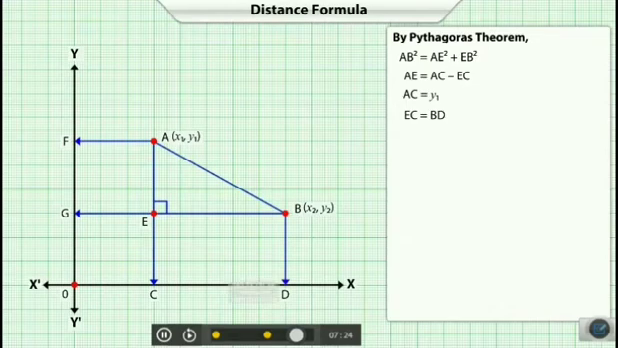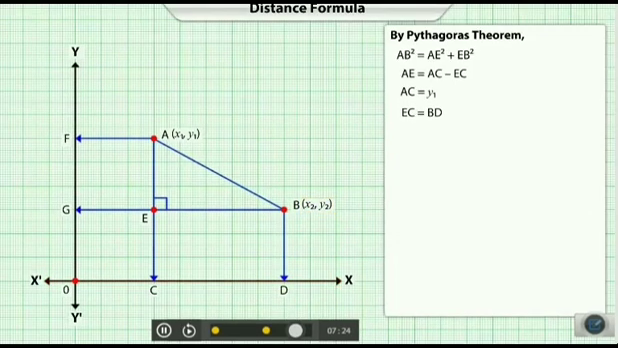Since the coordinates of point B are x2, y2, the distance of point B from the x-axis, that is BD, is equal to y2. As EC is equal to BD, distance EC is also equal to y2. So, AE is equal to y1 minus y2.